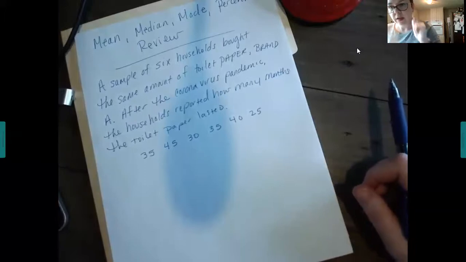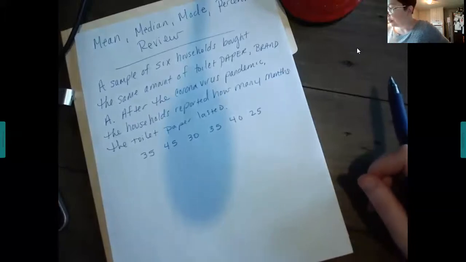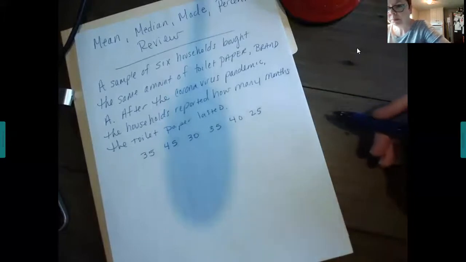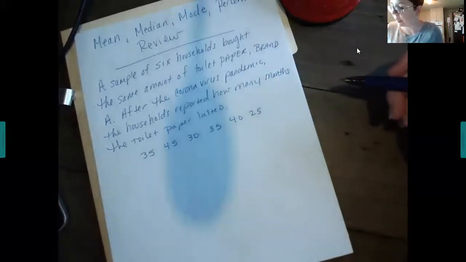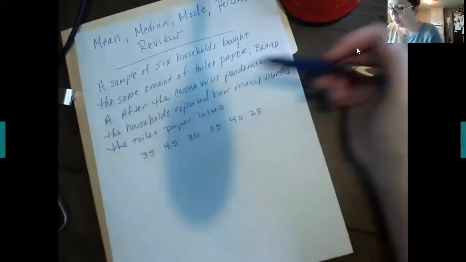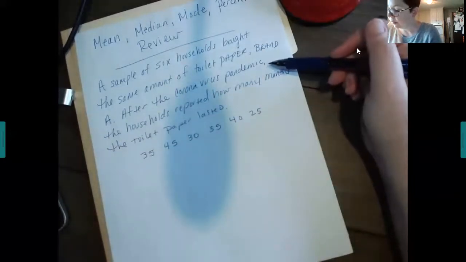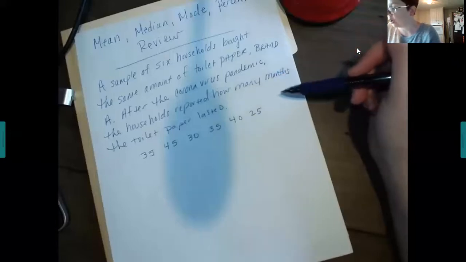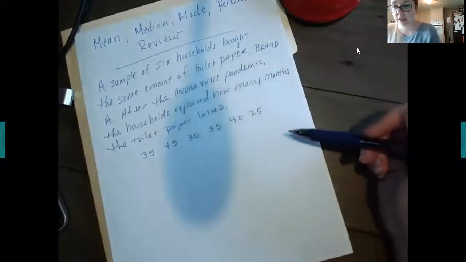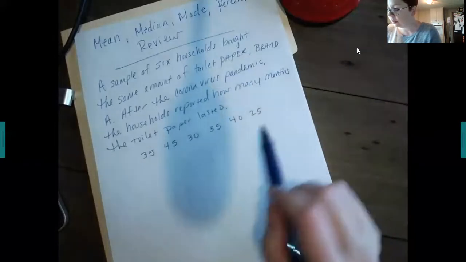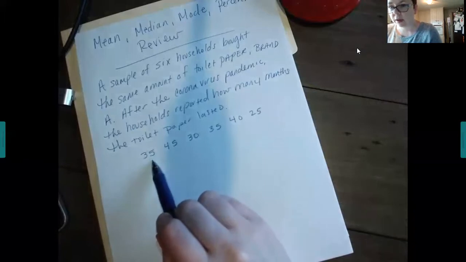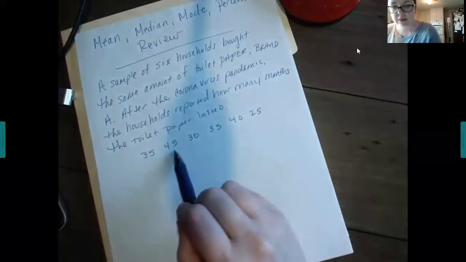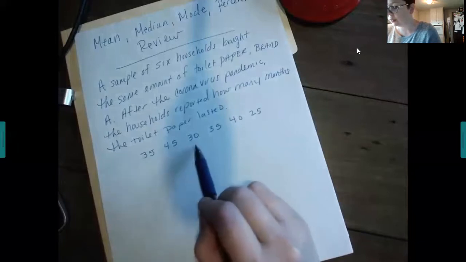We all know that somehow, for some reason, toilet paper has become a hot commodity. And so let's say, hypothetically, that a sample of 6 households bought the same amount of toilet paper, and we call that toilet paper brand A. And after the coronavirus pandemic, the households reported how many months the toilet paper lasted. So we have data on 6 households. This household reported that the amount they bought lasted them 35 months. This household reported 45 months, 30, and so on.